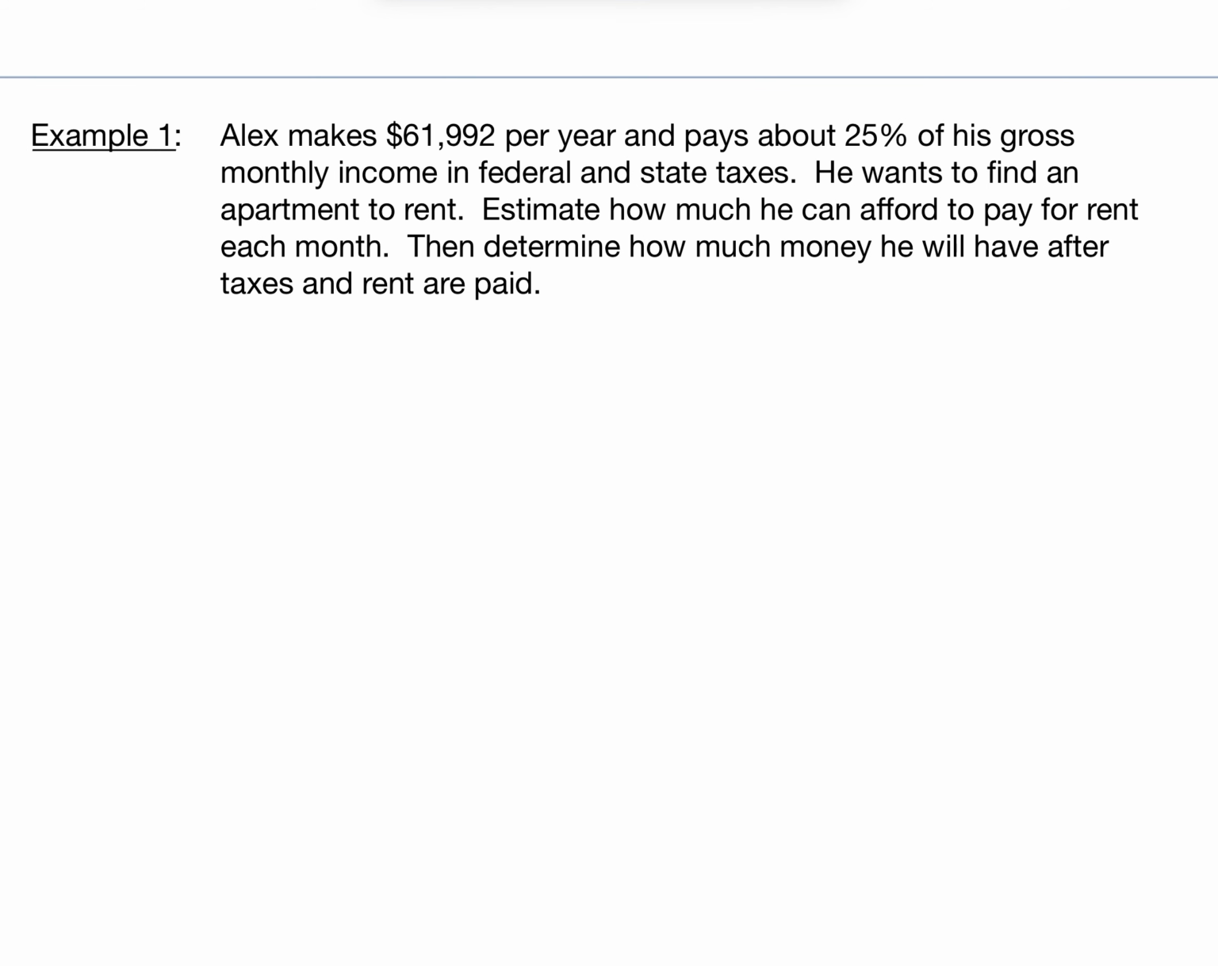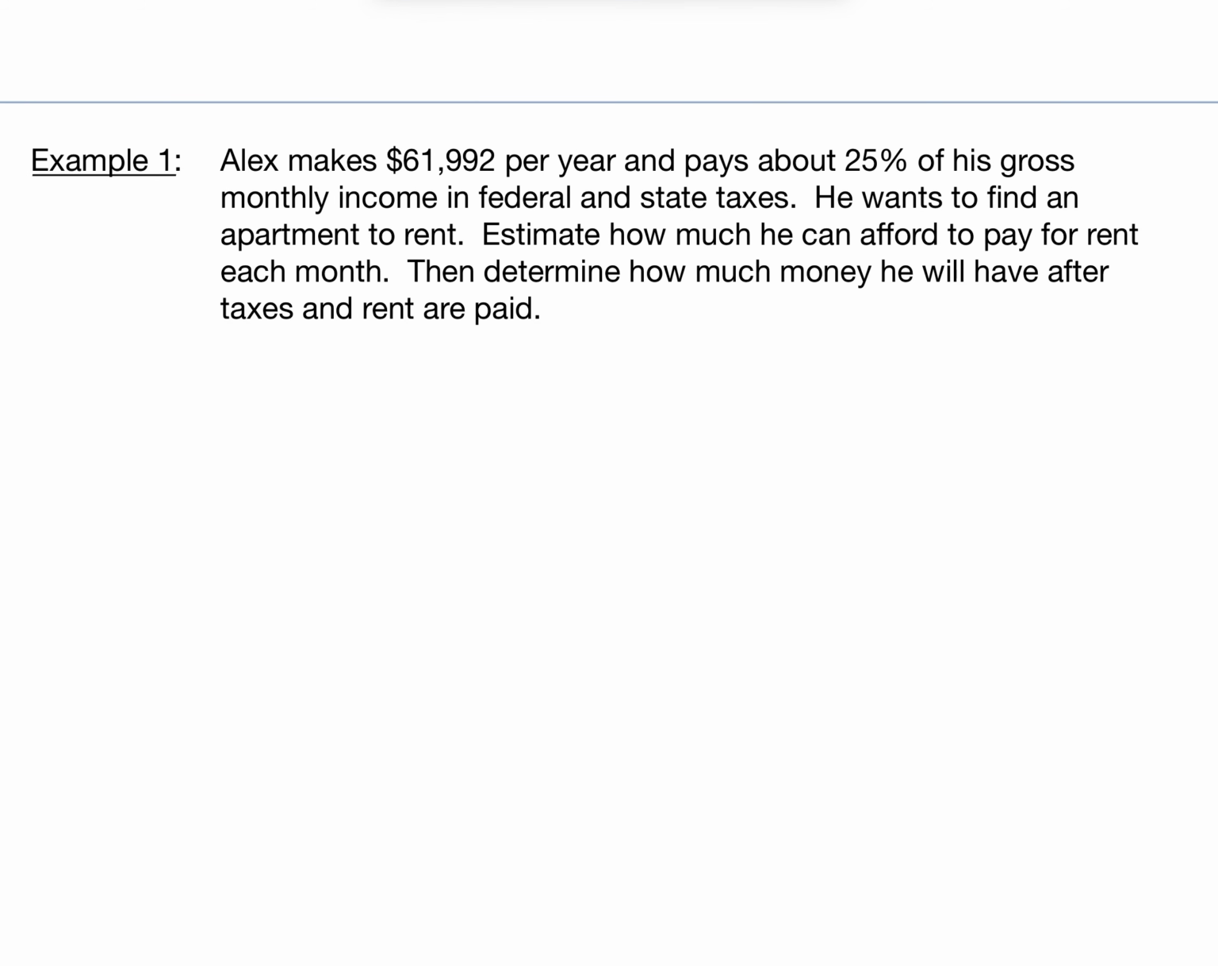Let's take a look at example 1. Alex makes $61,992 per year and pays about 25% of his gross monthly income in federal and state taxes. He wants to find an apartment to rent. We are to estimate how much he can afford to pay for rent each month, and then determine how much money he will have left over after taxes and rent are paid.